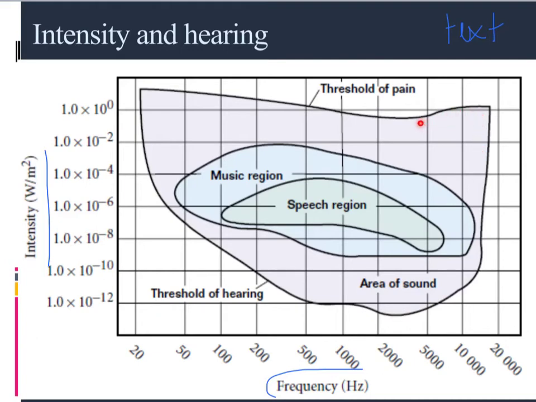This bottom line is the threshold of hearing, and this top line is the threshold of pain. So up here, the intensity gets so big, and you notice it changes a little bit with the frequency, but sounds hurt at this level. And at this level on this side, we can't really hear them. Anything below this or in this region, we can't hear at all.